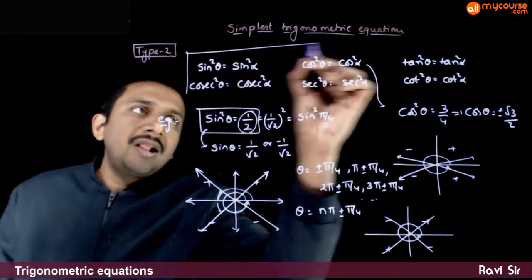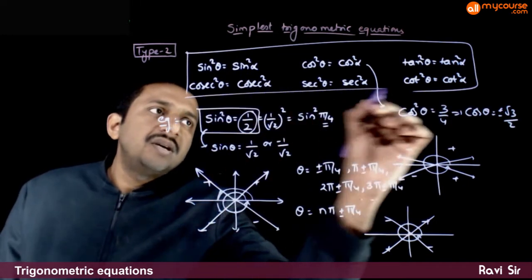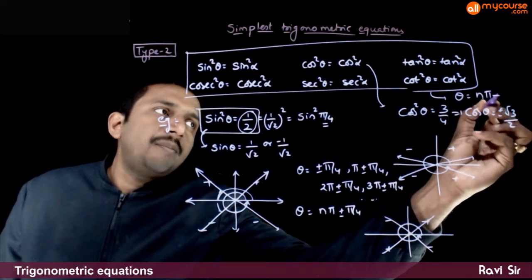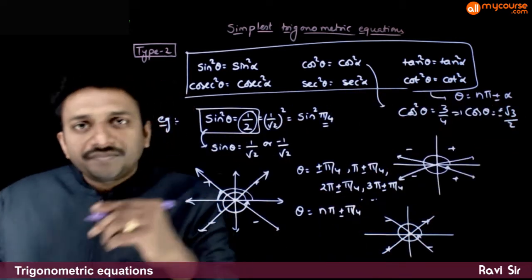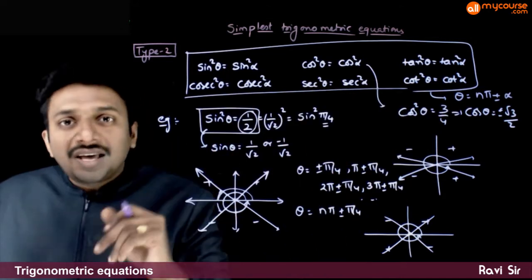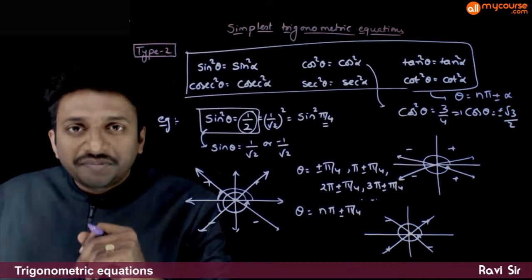So for all these types of equations, the solution looks like theta is equal to n pi plus or minus alpha. So whenever you see equations involving square, the solution is n pi plus or minus alpha.